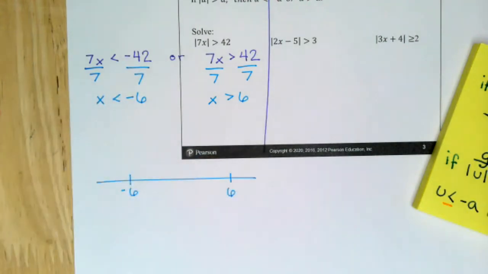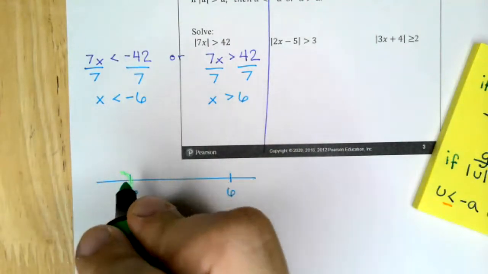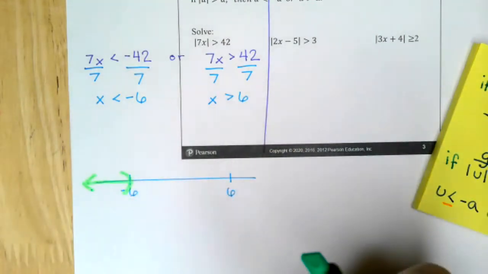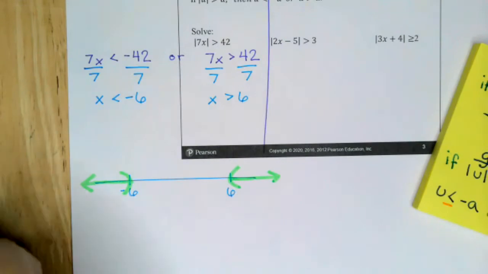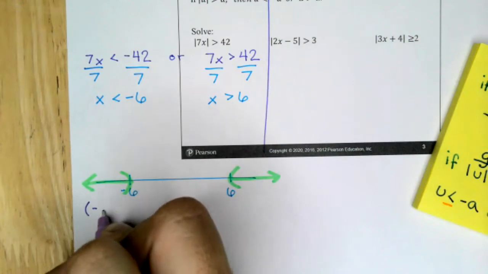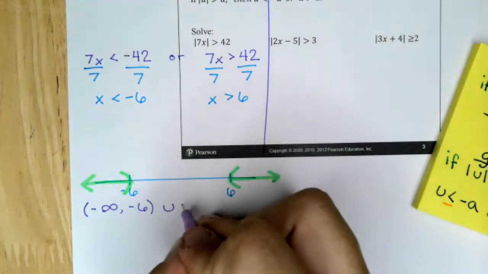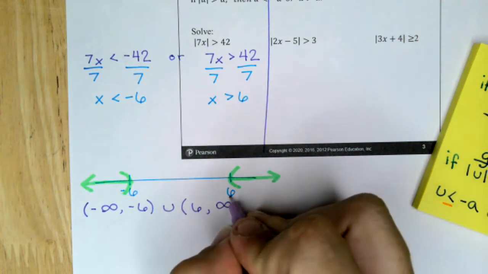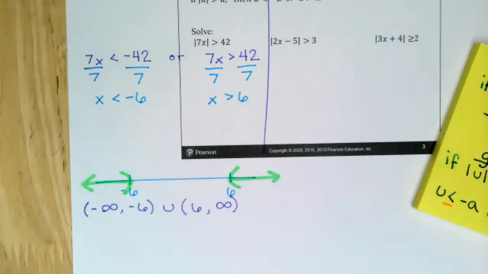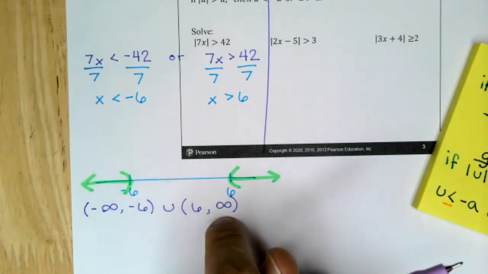X is less than -6. That means it's all the numbers smaller than -6. X is greater than 6, all the numbers bigger than 6. Going forever. So that will look like -infinity to -6, 6 to infinity. The union of -infinity to -6 and 6 to infinity.